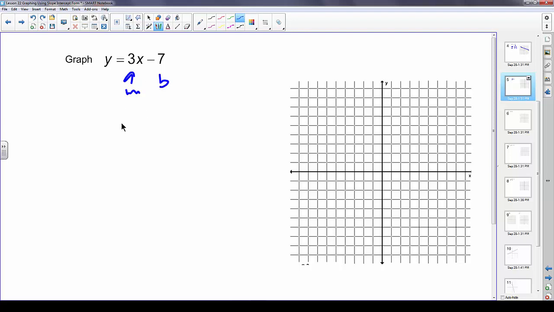My slope in this case, 3, can also be expressed as 3 over 1. So we have our rise here, 3, and our run of 1. So from -7, 1, 2, 3, 4, 5, 6, 7, put a dot, and then I move up 3 and to the right 1, up 3 to the right 1, connect the dots.